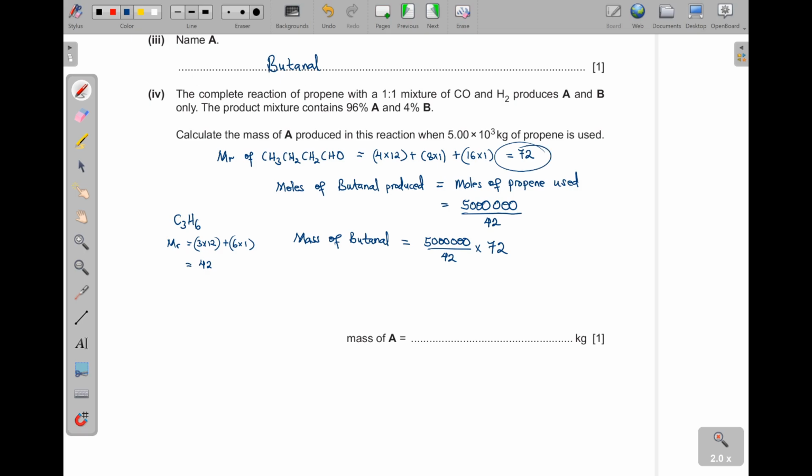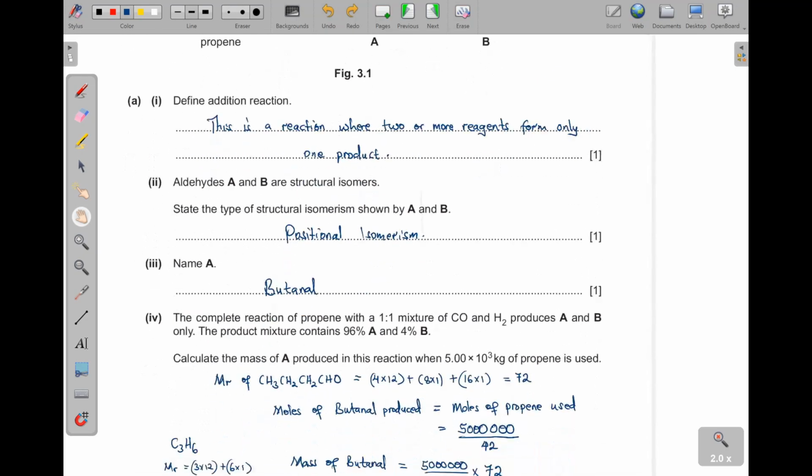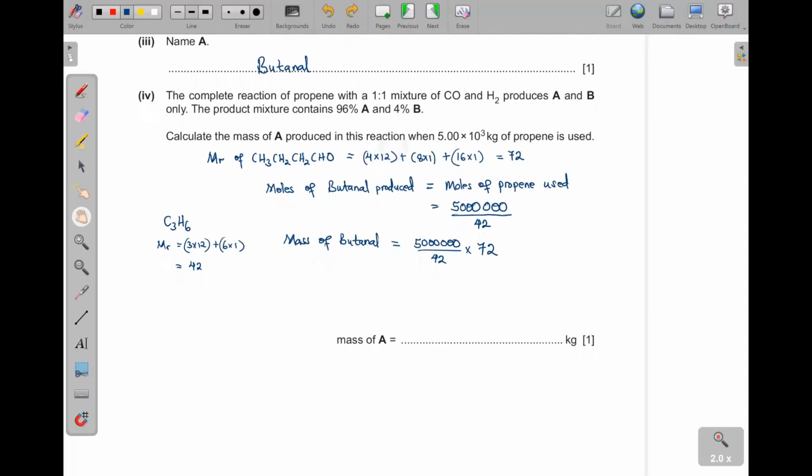Because here we got it as 72, so times 72. That will be the mass of butanal. And they are saying mass of A, which is, I think, butanal. But that one is not going to be the answer, because they said that the product mixture contains 96%. So that means the mass that I get here, I will have to multiply by 96%. So what comes out is not exactly this, but 96% of it, so times 96 over 100.